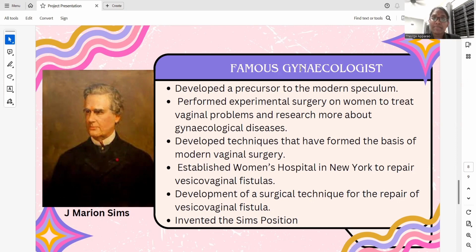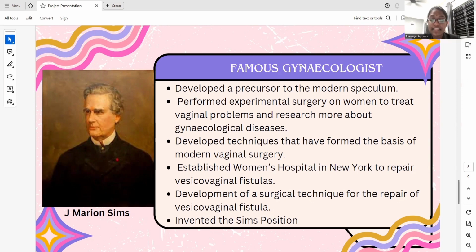He performed experimental surgery on women to treat vaginal problems and researched more about the gynecological diseases. He developed techniques that have formed the basis of the modern vaginal surgery. He developed a surgical technique for the repair of the vesico-vaginal fistula.